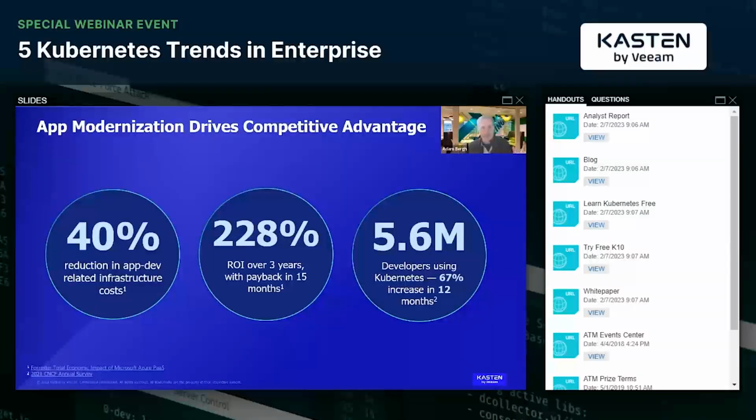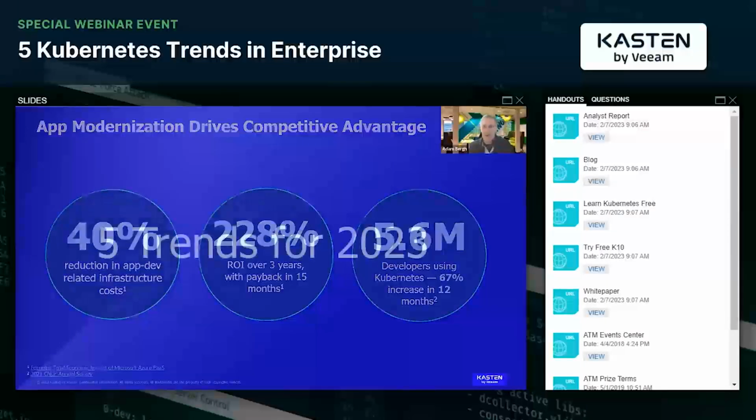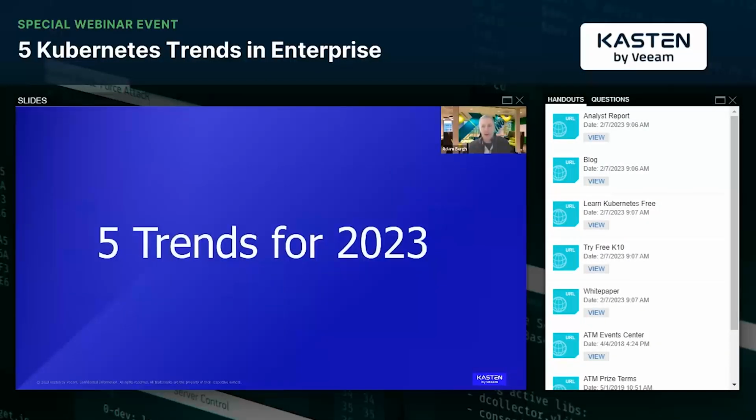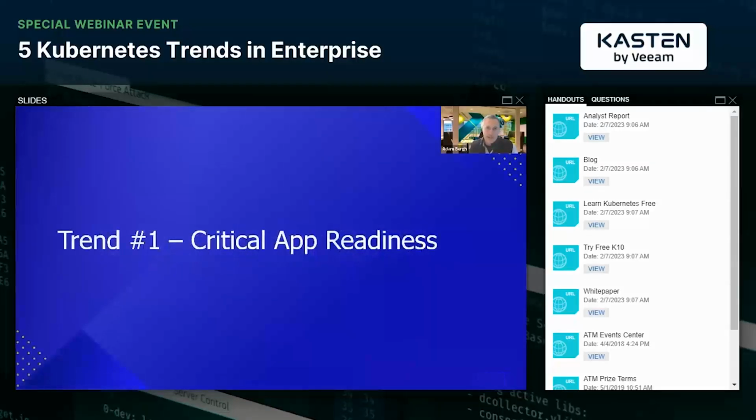So let's get into the meat of why we're here today, right? We want to talk about some trends. So let's talk about 5 big trends that we see here living in this cloud native ecosystem. We live and breathe the cloud native ecosystem here at Kasten. Let's talk about what we're seeing for 2023. So let's jump right into trend number 1. We're calling this critical app readiness. Matt, why don't you take us through what we mean by this?